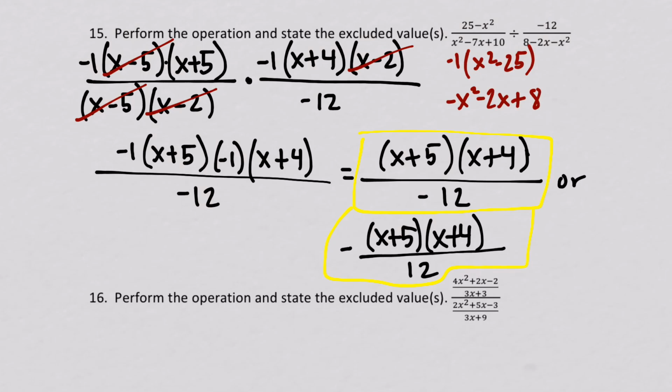What are the excluded values? The excluded values are going to be, using our original problem, positive 5 and positive 2. And right here, it doesn't give you an excluded value, but here it does, which is this numerator here, which is going to be negative 4 and positive 2 again. So negative 4, and I don't have to write positive 2 again because it's an excluded value anyway. Those are your excluded values.